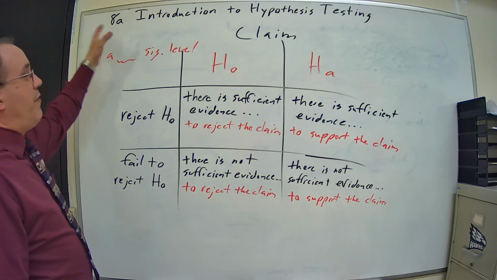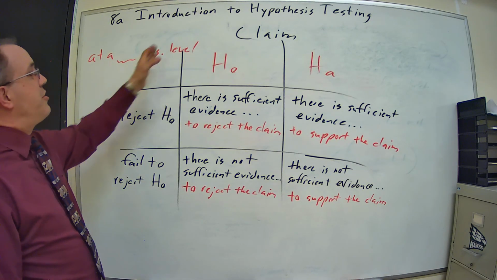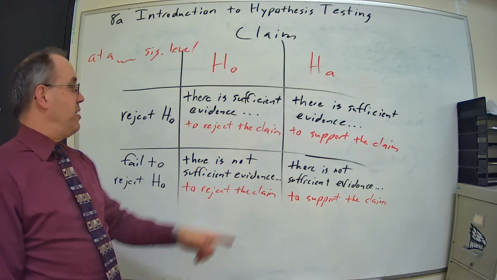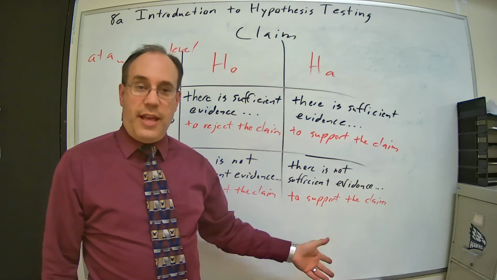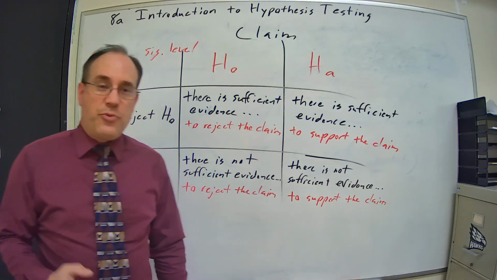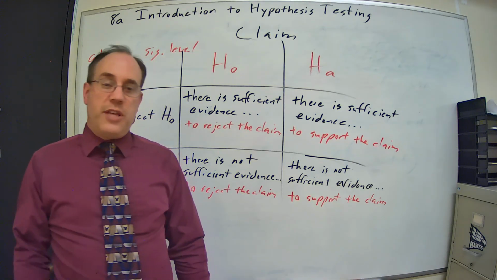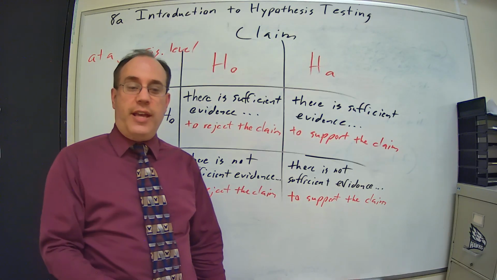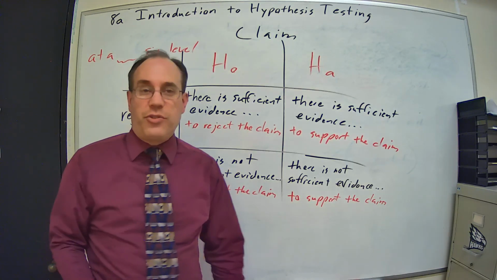So our final statements will always be, at a such and such significance level, there is or is not sufficient evidence to reject or to support the claim. And so we'll work our way through it. And as we deal with large samples and small samples and population proportions, we will go through this over and over again. But that's an introduction to hypothesis testing.